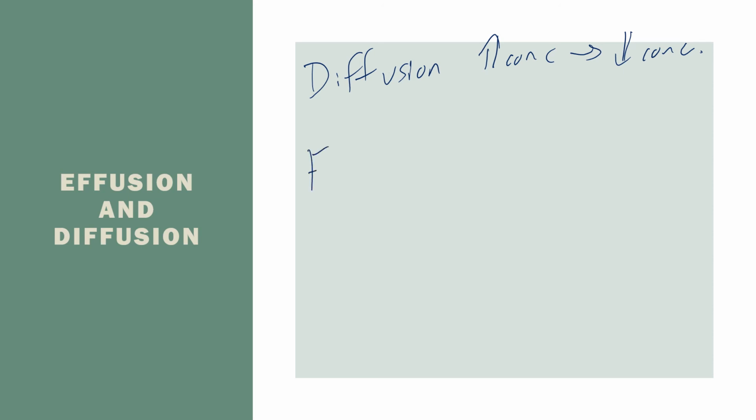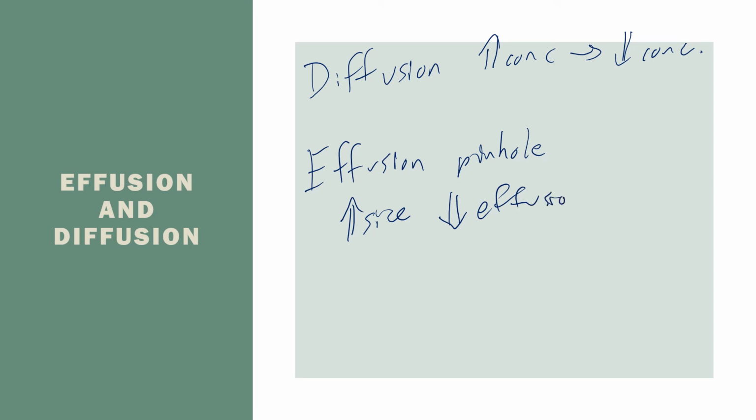Effusion is a little different. It still works on the same idea of diffusion, however, we're going to measure it through a pinhole. So it's how quickly the gas can escape through a tiny hole in its container. So it's just a way that we measure the rate of diffusion. We just call it effusion. And it's related to the size of the particles. So if you have a larger particle, increased size, it's going to decrease the rate of effusion. If you have a smaller particle, it will increase the rate of effusion.